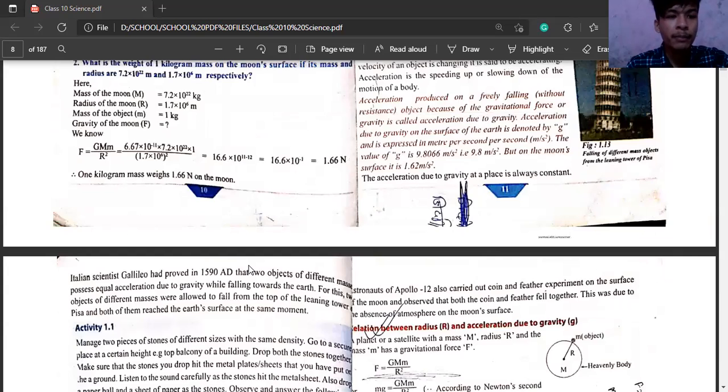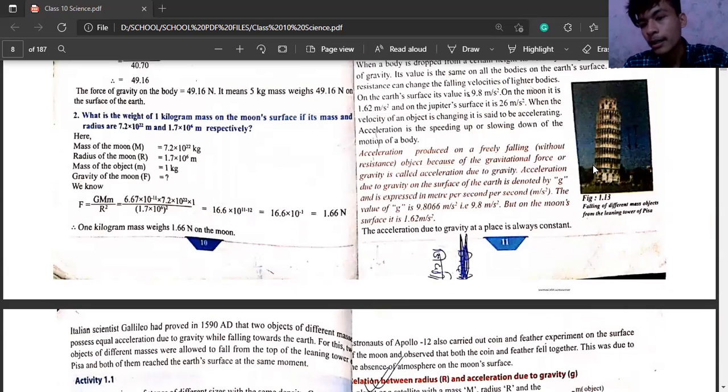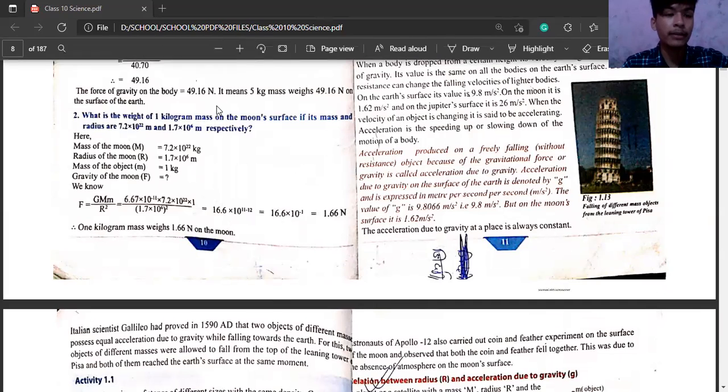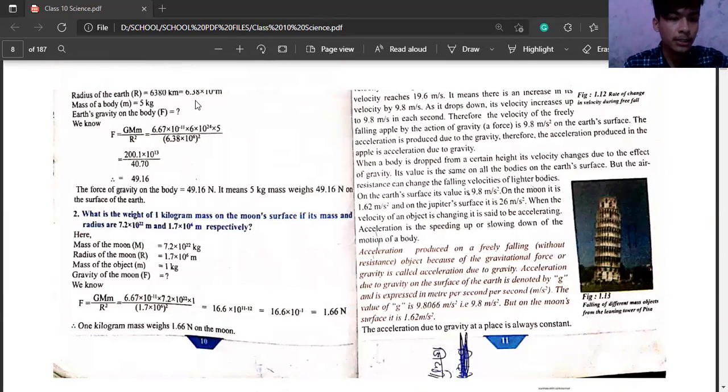Different people gathered here to see that experiment at that time also. The experiment was done by Galileo, and you can listen to that story on YouTube also.